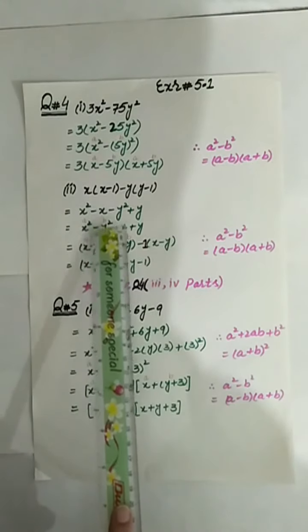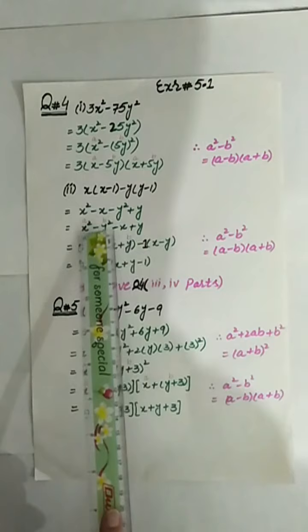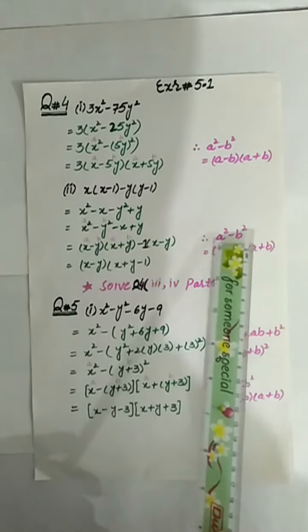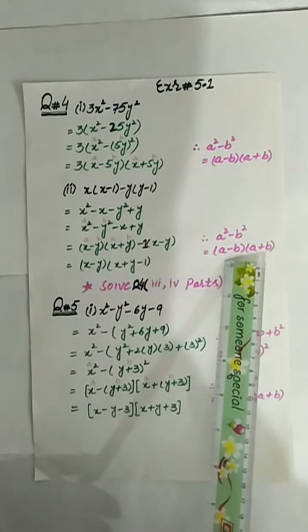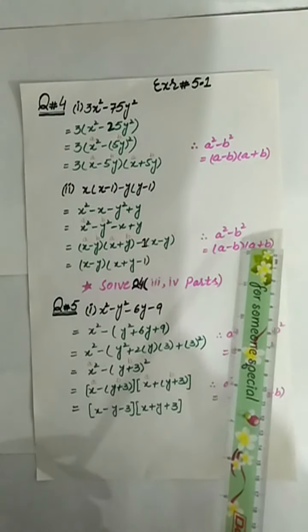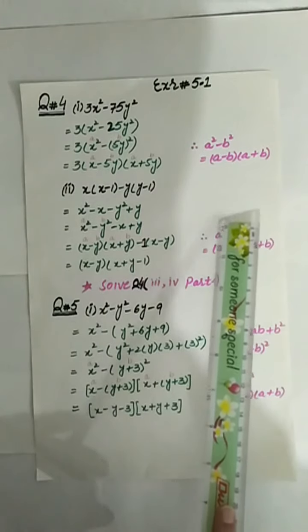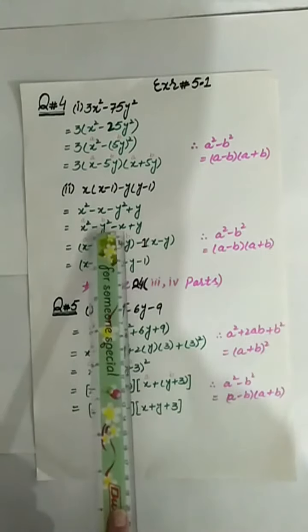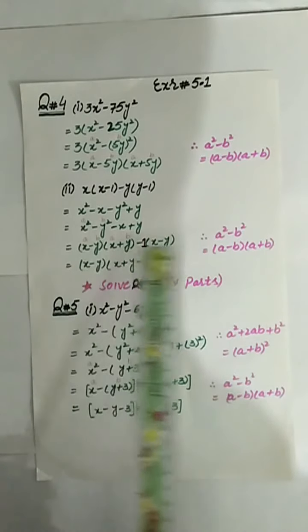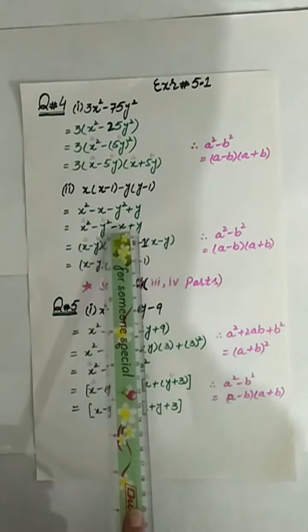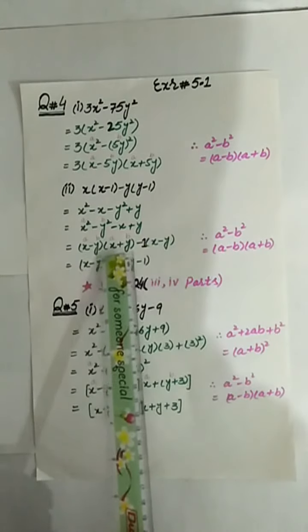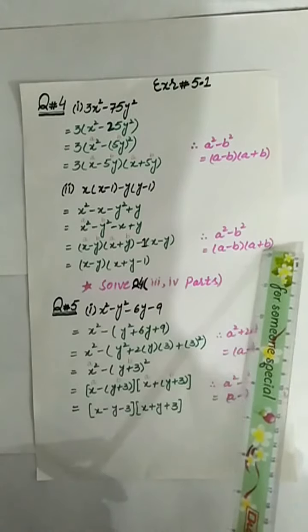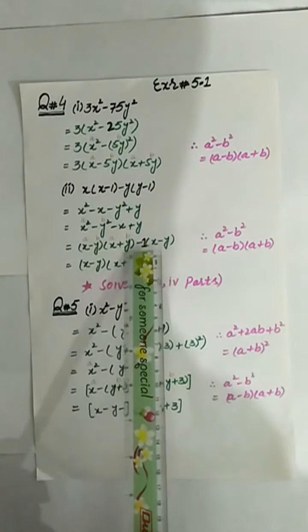Here this is in the form of a square minus b square, so we will use the formula of a square minus b square. The formula of a square minus b square is a minus b into a plus b. So x square minus y square will become equal to, according to this formula, a minus b, meaning x minus y, and a plus b, meaning x plus y.